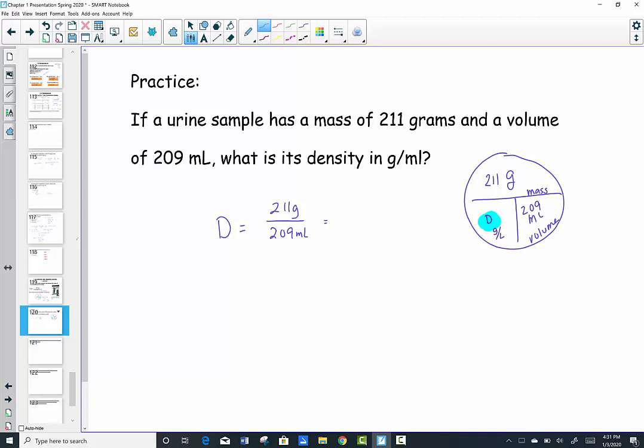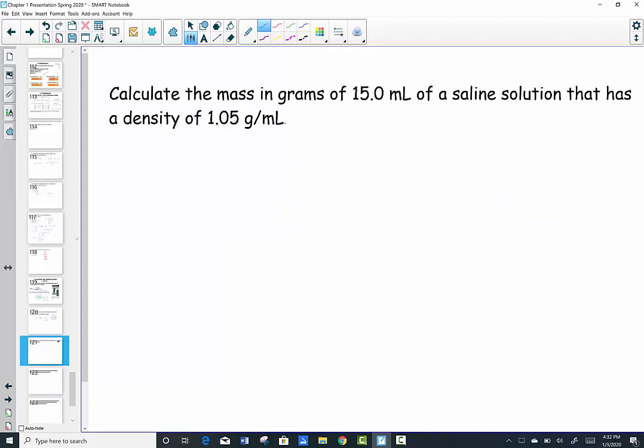211 divided by 209, just hitting that on my calculator. You do the same. We get a value of 1.0095, and it goes on from there. We need 3 sig figs. The number that we're going to drop first will round up. So 1.01 grams per mil is our density. Pretty cool. Try another with me.